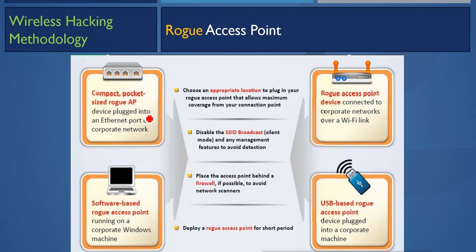And then what will the attacker do? Sniff all the data going through that access point. Rogue access point devices can connect to the corporate network over a Wi-Fi link also, or the attacker can use a USB-based rogue access point device plugged into a corporate machine. There is a USB dongle available which the attacker can use to create the rogue access point. Then a software-based rogue access point can also run on a corporate Windows machine, so it can be a rogue access point on the Windows operating system also.